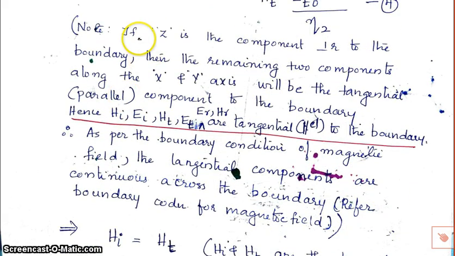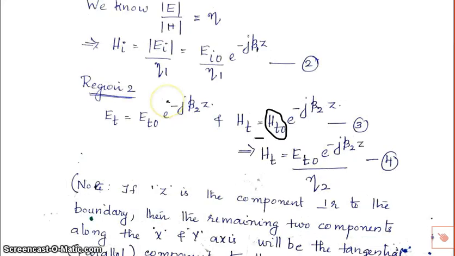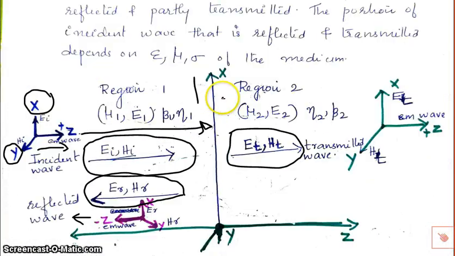Now here it is written, if z is a component perpendicular to the boundary, then the remaining two components along x and y axis will be tangential or parallel components to the boundary. Hence Hi, Ei, Ht, Et, Er, Hr are all parallel to the boundary. If we take the case of the second medium also, you can see the EM wave is in this direction. That means it is perpendicular to your xy boundary. So in that case, this Et and Ht will be parallel to the boundary.